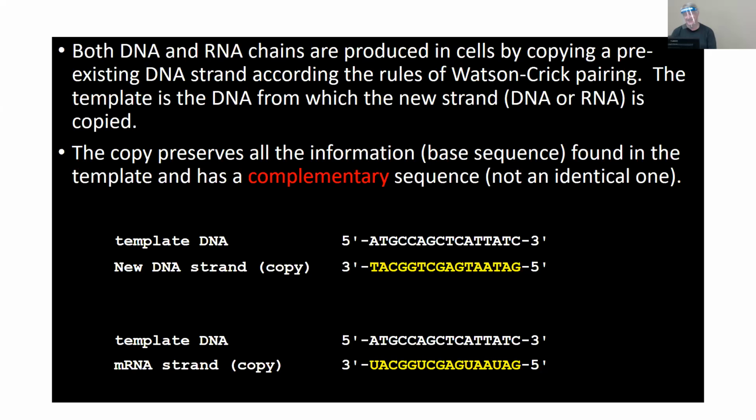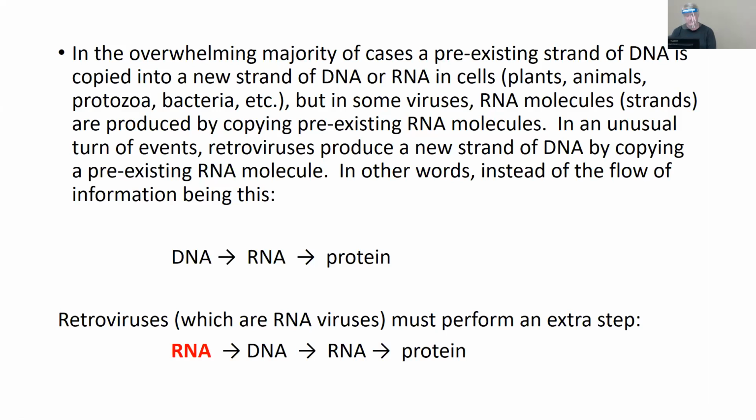Then we have complementary strands. So if we have a DNA template, the new strand is a complementary strand. Messenger RNA is a template to be translated, transcribed. So pre-existing DNA, DNA goes to RNA, RNA goes to protein. Retroviruses are different. They go RNA to DNA to RNA and protein. So we'll go reverse here at the beginning of those. We mentioned those the other day.